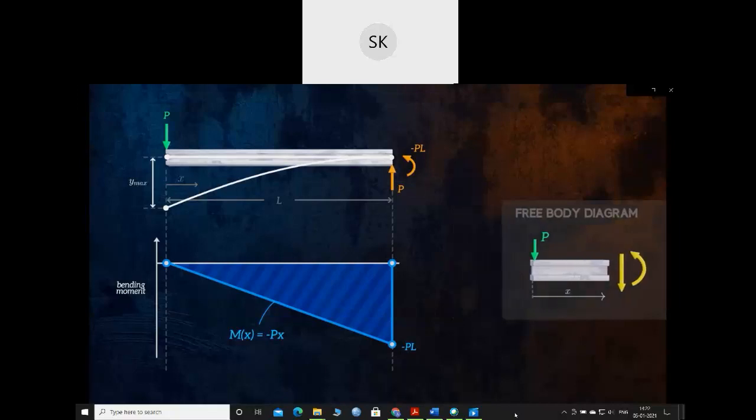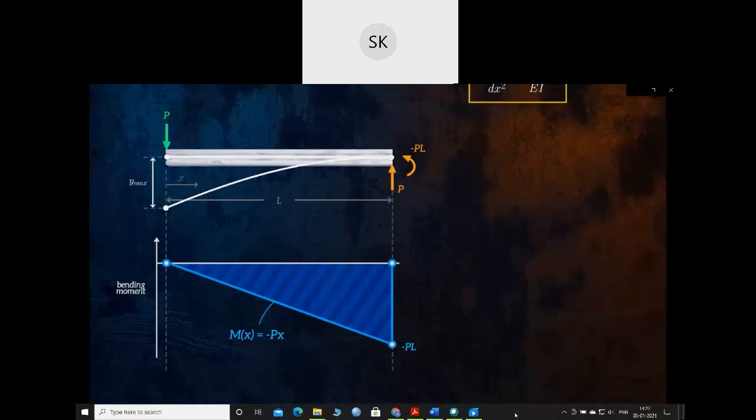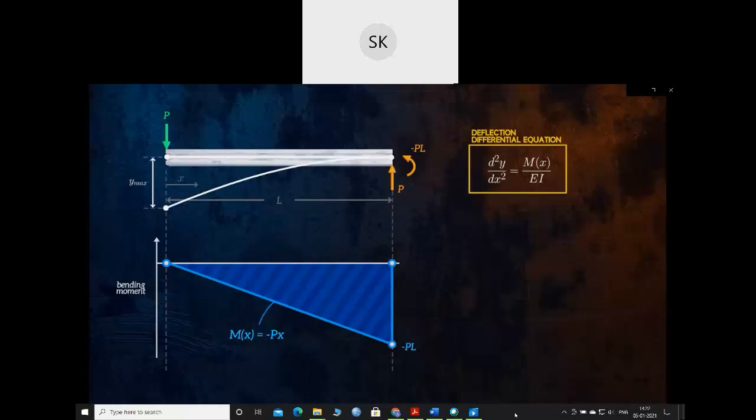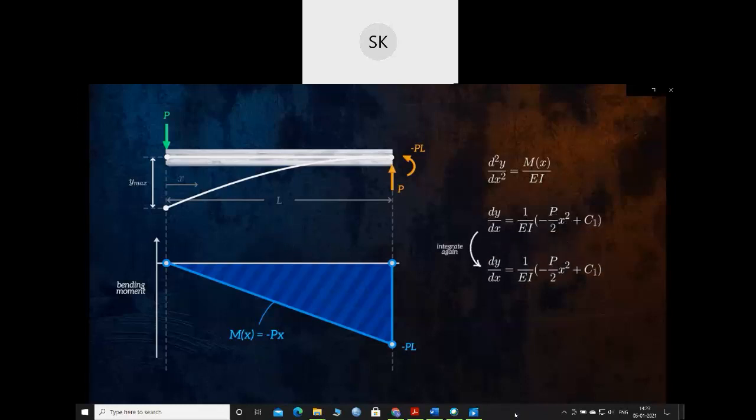We can insert this expression for M into the deflection differential equation and apply the double integration method to figure out how the beam will deflect. E and I are constant along the length of the beam, so we can pull them outside of the integral, and then integrate the equation for M with respect to x. Remember that whenever you integrate, you need to add a constant of integration at the end. We'll call it C1. It's an unknown for now. Then we integrate a second time, remembering to add a second constant of integration.